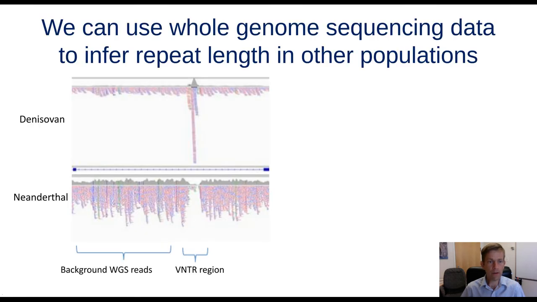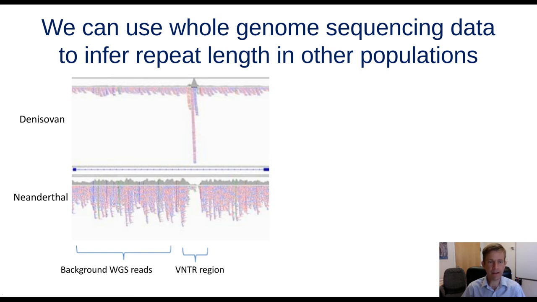And then another cool thing that we could do was, because we had all this information that we gathered from long-read sequencing, we could go back to short-read sequencing and whole genome sequencing to try to determine and predict what alleles were present in certain populations. And in particular, we were interested in ancient populations like Denisovans and Neanderthals.